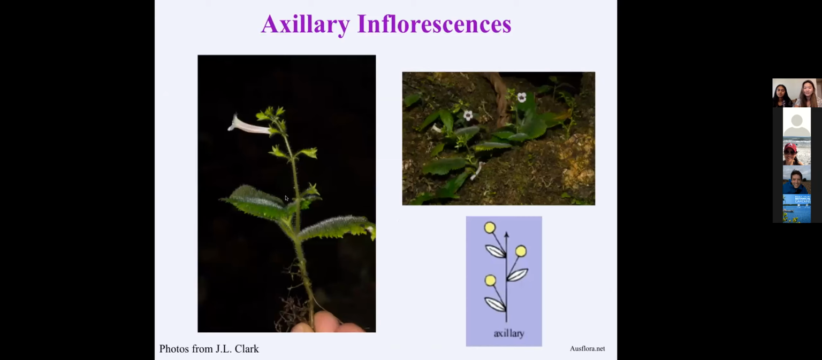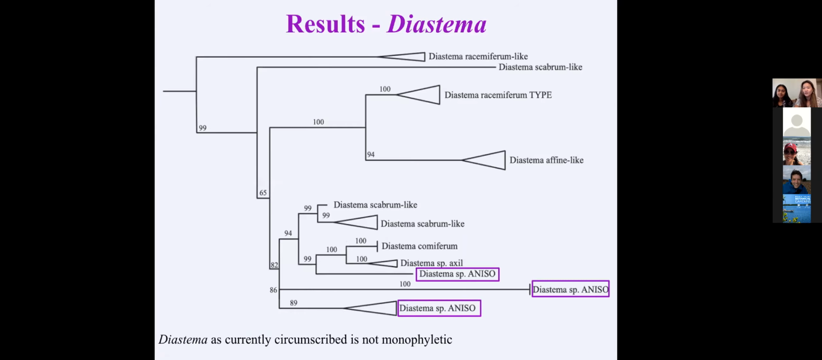This was a Diastema seen in Ecuador, and this just shows an example of an axillary inflorescence. The three marked Diastema species Aniso have anisophilous leaves at the apex, meaning that there is one small and one large leaf opposing each other. And they also have axillary inflorescences.